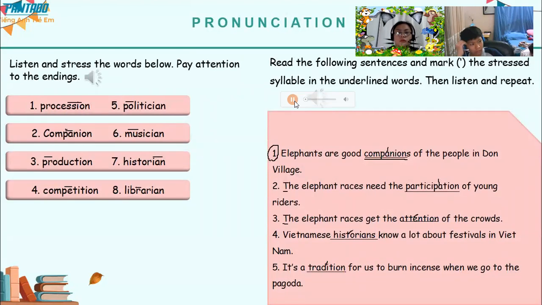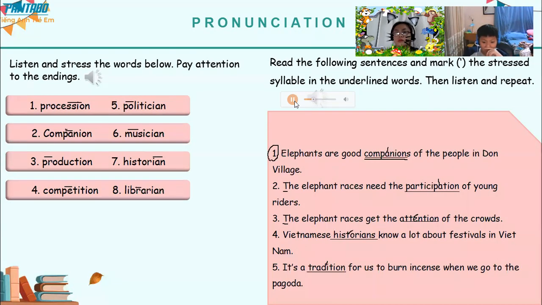Activity 6. Read the following sentences and mark the stress syllable in the underlined words. Then listen and repeat.